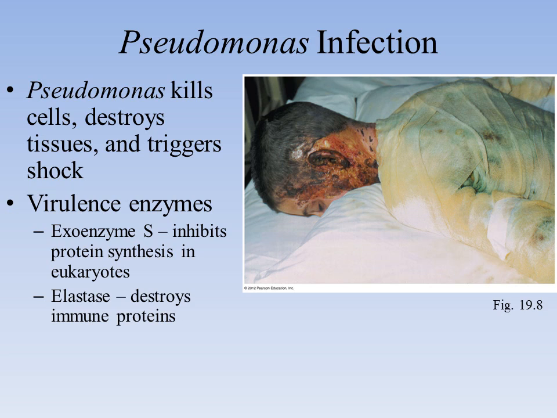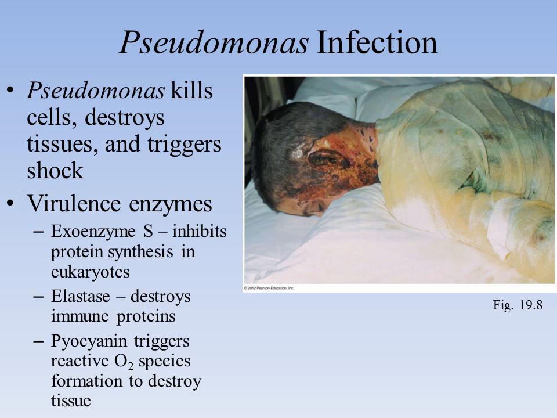It also secretes an enzyme known as elastase, which is targeted directly to destroy immune proteins. So it's going to destroy the immune proteins that your immune system is trying to produce to fight off the infection. So it's also got a good defense. It's going to destroy your immune system so you cannot destroy it.